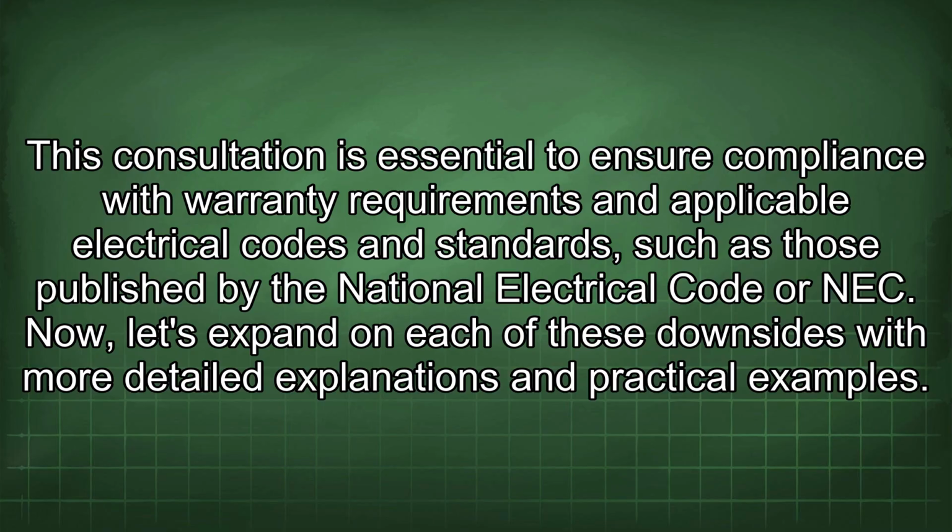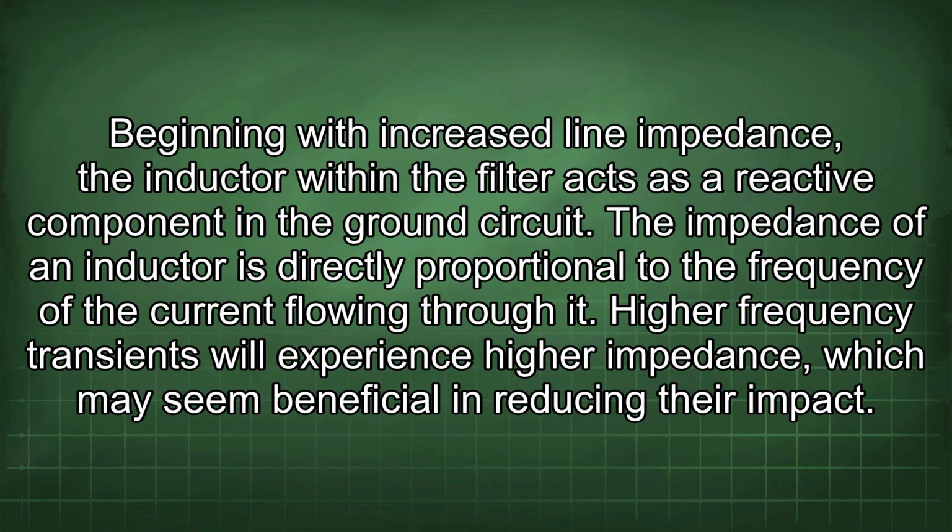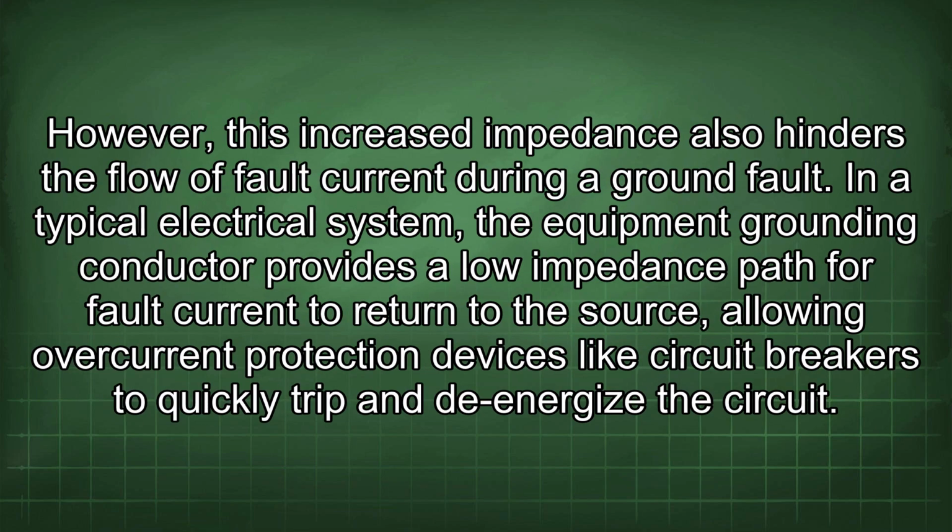Now let's expand on each of these downsides with more detailed explanations and practical examples. Beginning with increased line impedance, the inductor within the filter acts as a reactive component in the ground circuit. The impedance of an inductor is directly proportional to the frequency of the current flowing through it. Higher frequency transients will experience higher impedance, which may seem beneficial in reducing their impact. However, this increased impedance also hinders the flow of fault current during a ground fault.